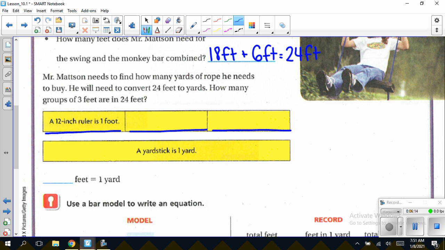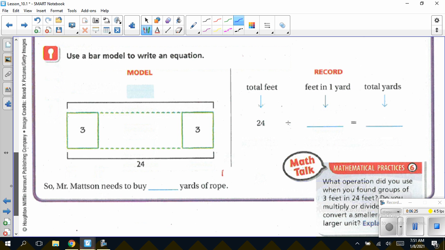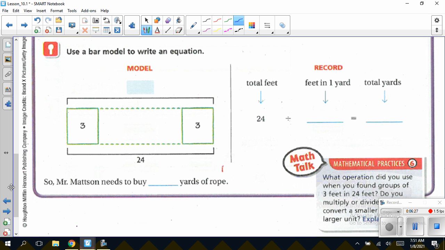So that gives me 3 sections. So that would be 3 feet per yard. And you can use a bar model to write an equation, or you can use the saying that I just taught you a little bit ago. Because we are going from feet to yards, and I know that there are 3 feet in 1 yard, that means a foot is smaller than a yard, I would have to make sure I use division.